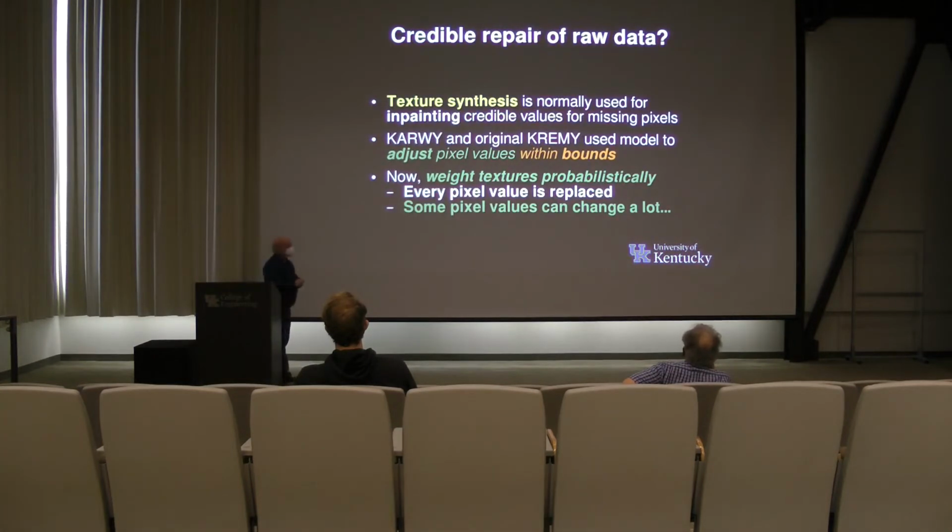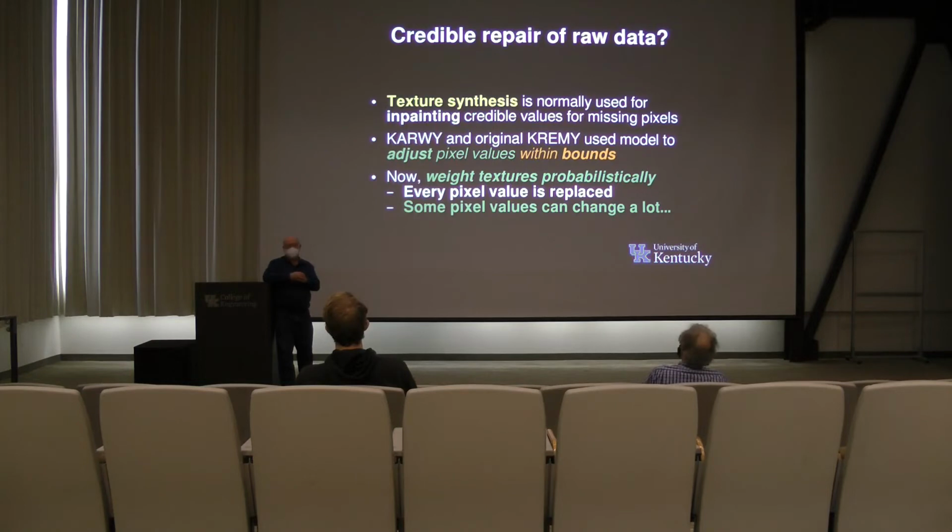All right, so how do we repair the data using this information? Well, there's a technique called texture synthesis. Texture synthesis is normally used to essentially create a credible pattern to replace a missing portion of an image. So, for example, if I have some bad pixels somewhere, I can use texture synthesis to replace the values for those bad pixels.